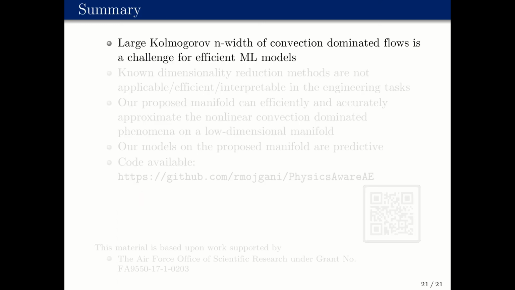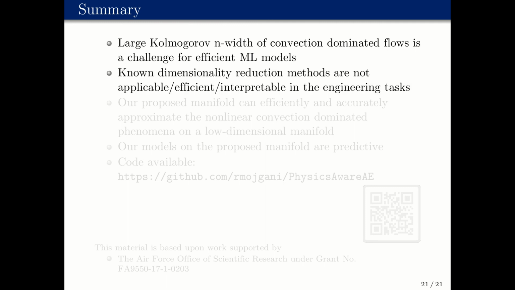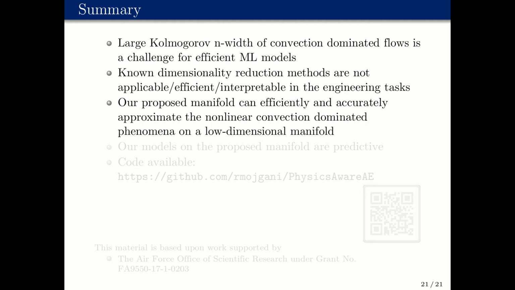So in summary, we saw that the Kolmogorov n-width of convection-dominated flows is large, so they are a challenge for efficient machine learning models. And the traditional and known dimensionality reduction methods are either not applicable, not efficient, or not interpretable for our engineering tasks. So we propose the low-rank registration-based manifolds for the purpose of dimensionality reduction of such snapshots. And the solution on this low-dimensional manifold is low-rank by construction, and our model can actually be used to build predictive models. So we have enabled forecasting for our models.